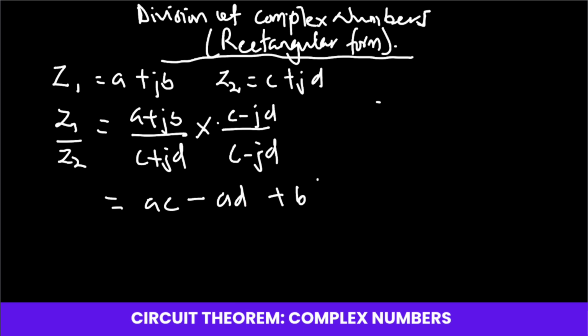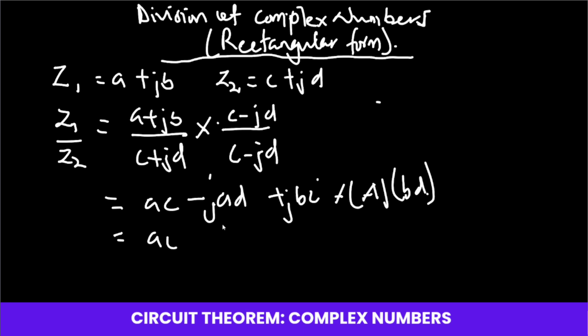Since we started with that, let's do it that way: minus jad, plus jbc. Then j multiplying another j is going to give -1, so -1 multiplying bd. Here the negative cancels the -1, hence we are going to get ac. We have j and j here, so we can factorize j out: plus j into brackets bc minus ad. The minus is here because of our minus sign.